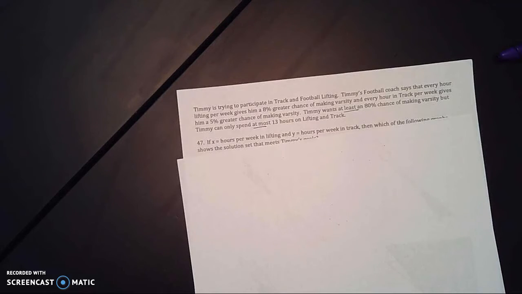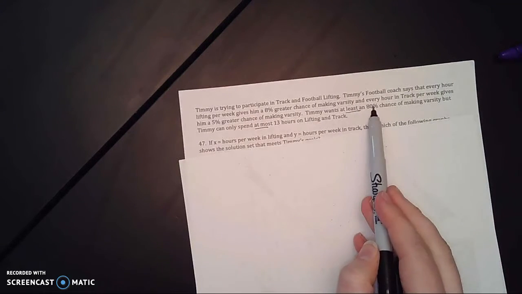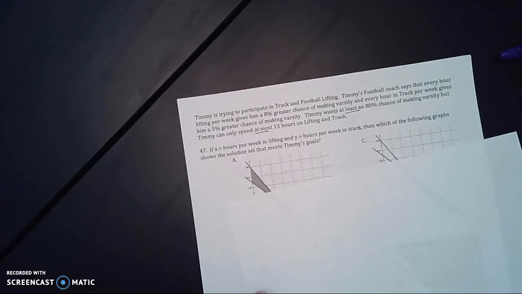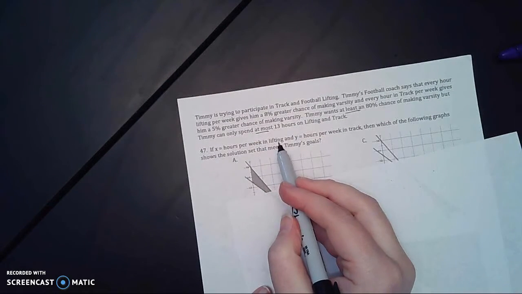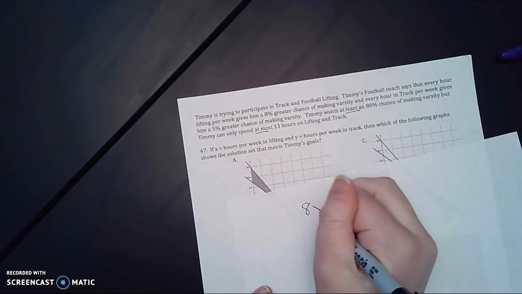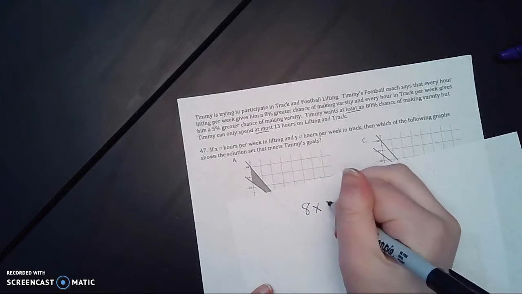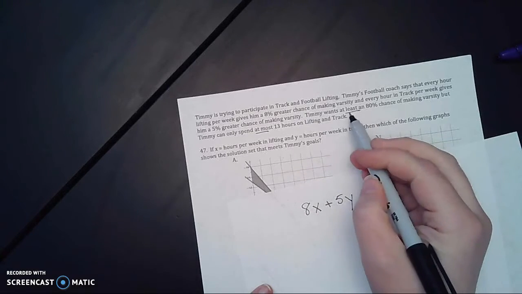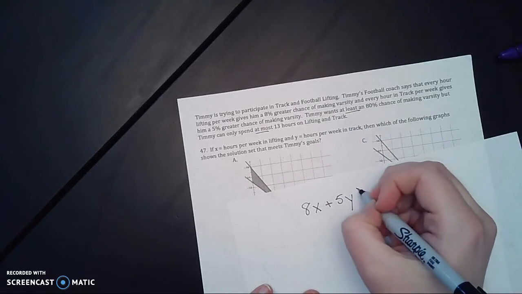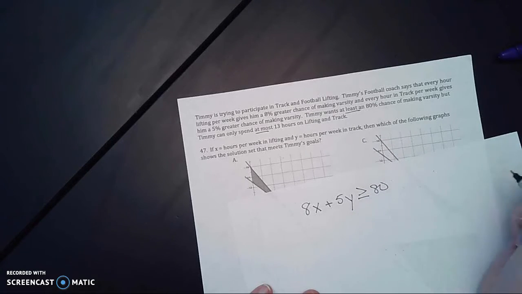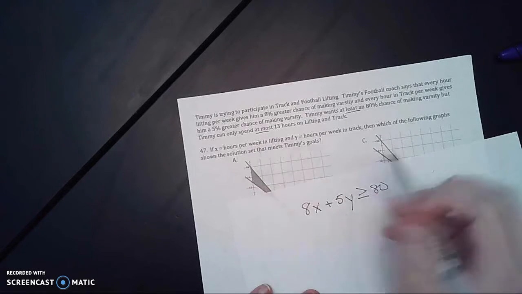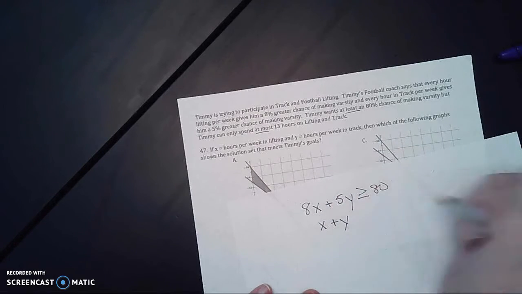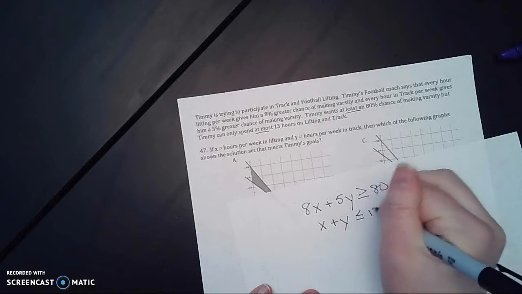Just like your previous problems with systems of equations, the ones with the percents all go together in the same inequality, and then hours all go together too. So they tell you x is the hours of lifting. So we have an 8% greater chance with lifting, plus a 5% greater chance with track, and it can be at least, so greater than or equal to 80. My second equation is saying at most 13 hours of lifting and track. So I can just say x plus y is at most, so less than or equal to 13.